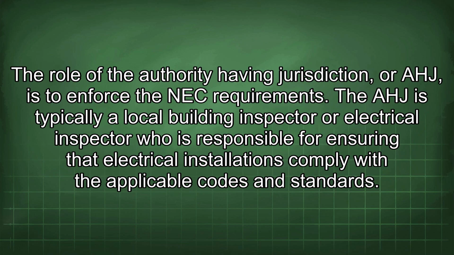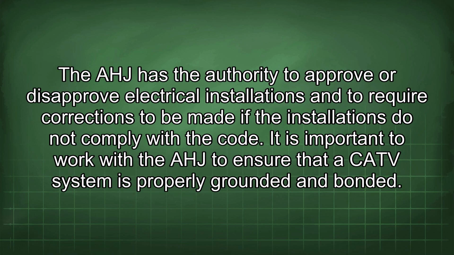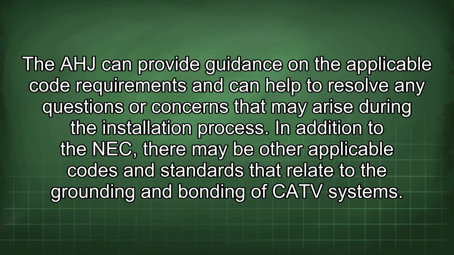The role of the authority having jurisdiction, or AHJ, is to enforce the NEC requirements. The AHJ is typically a local building inspector or electrical inspector who is responsible for ensuring that electrical installations comply with the applicable codes and standards. The AHJ has the authority to approve or disapprove electrical installations and to require corrections to be made if the installations do not comply with the code. It is important to work with the AHJ to ensure that a CATV system is properly grounded and bonded. The AHJ can provide guidance on the applicable code requirements and can help to resolve any questions or concerns that may arise during the installation process.